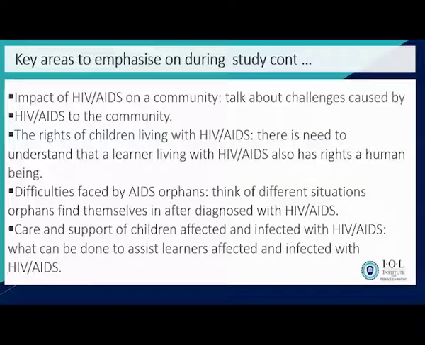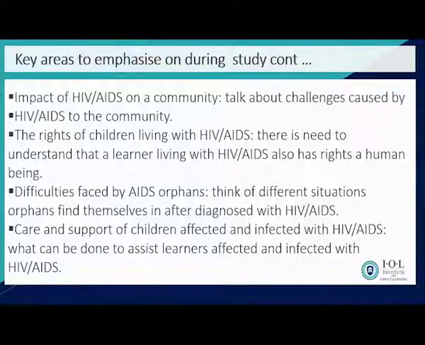Looking at that, if you have a person possibly sick, and this person is a breadwinner in the house, who is going to do the work? Who is going to work? And that is how the community is going to suffer. And that is the impact. That is now what has been caused by HIV and many other areas. And the impact of the HIV to the community.